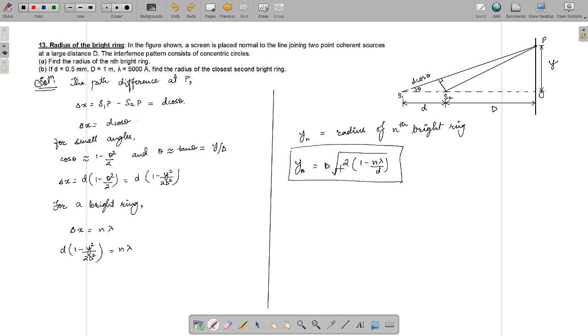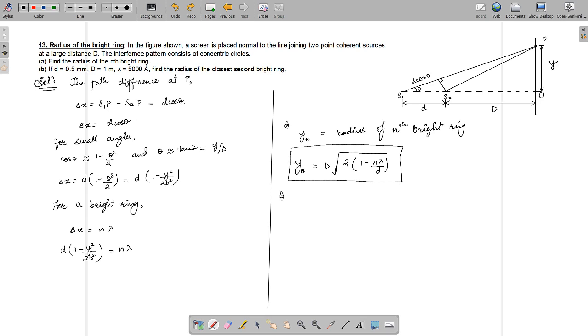That is the radius of the nth bright ring. Alright, so that is the first part of the question. The second part of the question: it is given to us that the distance between the two sources is 0.5 mm, the distance to the screen is 1 meter, the wavelength is 5000 angstrom, and we have to find out the radius of the second closest bright ring.